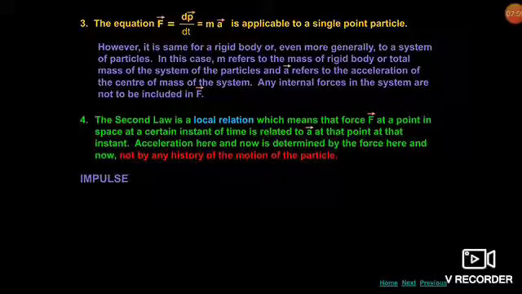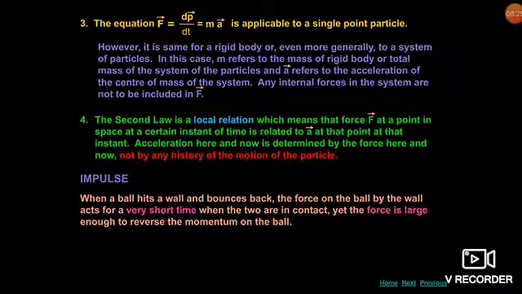Now we talk about impulse. Impulse is actually that kind of force which acts on a body for a very small interval of time. Like when a ball hits a wall, it is an impulse. If we hit a ball with the help of a bat, it is also an impulse. So when a ball hits a wall and bounces back, the force on the ball by the wall acts for a very short time when the two are in contact, yet the force is large enough to reverse the momentum of the ball.